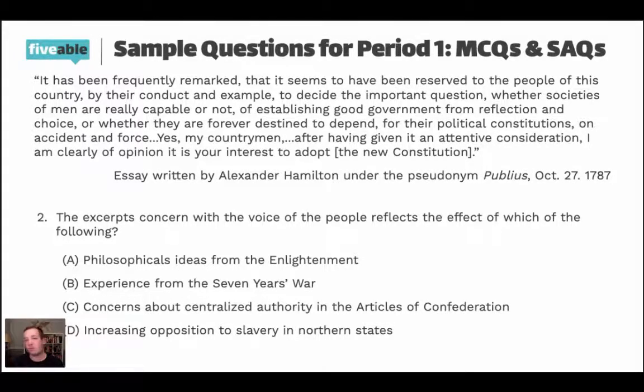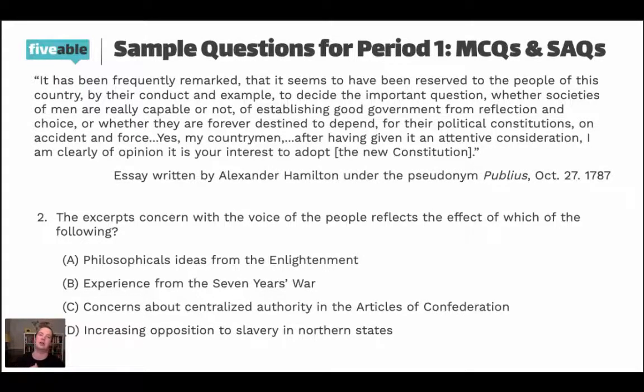Well, there are a lot of concerns about centralized authority, but notice the entire answer for letter C. People are concerned about centralized authority in the Articles of Confederation. Is the Articles of Confederation a centralized, strong national government? The answer to that's going to be no, so the answer can't be C.